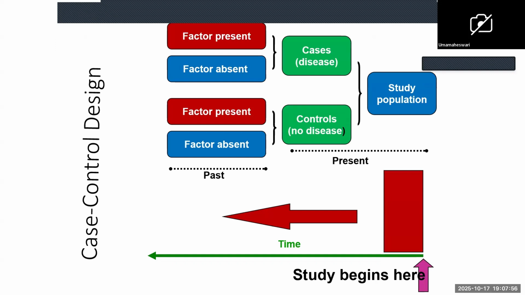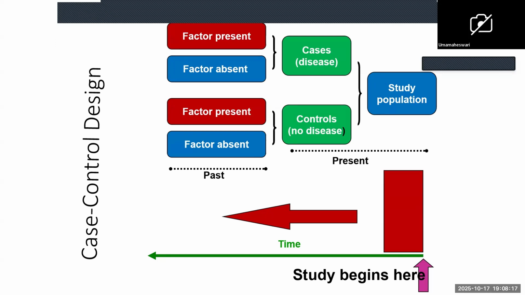So here you have two study designs, that is your case control and cohort. The difference between case control and cohort is where your study begins. That is the main factor: whether I am choosing the study with the diseased individual or I am choosing the study with the exposed individual.